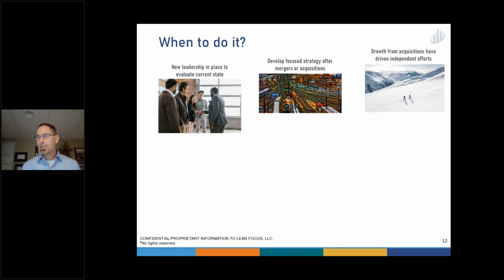Many times after acquisitions, you get these rogue sites. You have some units that are not quite in line with everybody else. Maybe they're more advanced, maybe they're less advanced. But we can identify where those differences are across the organization and make sure that we develop a plan for driving consistency and alignment.